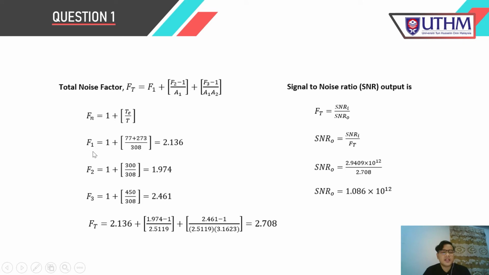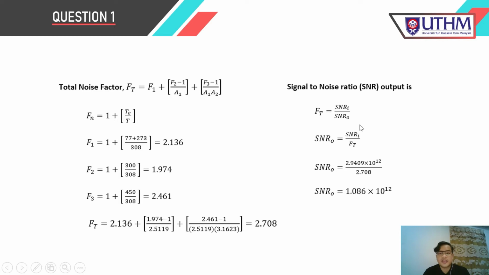And then we need to calculate the total noise factor. First, we need to find the noise factor for each amplifier, which is F1 is 2.136, the noise factor 2 is 1.974, and the noise factor 3 for amplifier 3 is 2.461. So we total up by using this formula, and we get the total noise factor is 2.708.